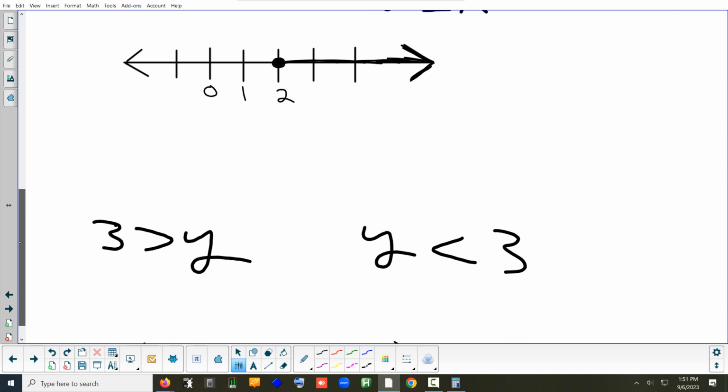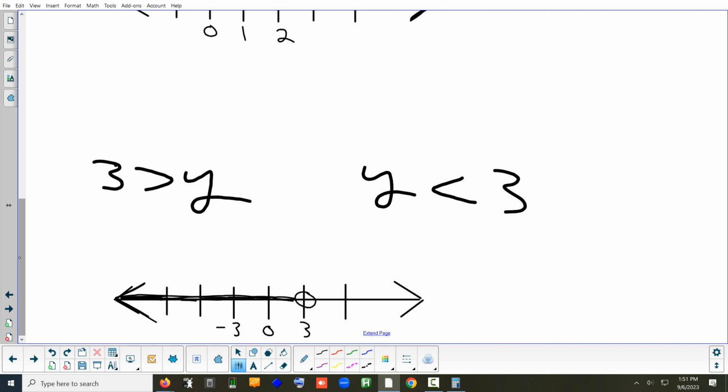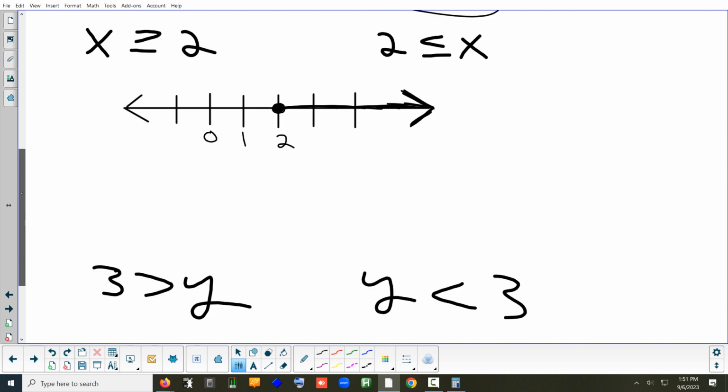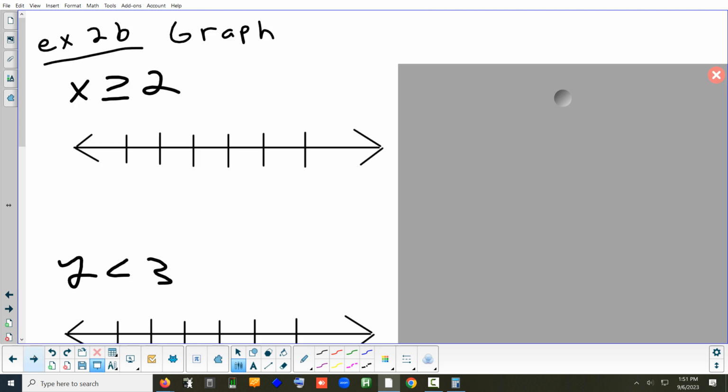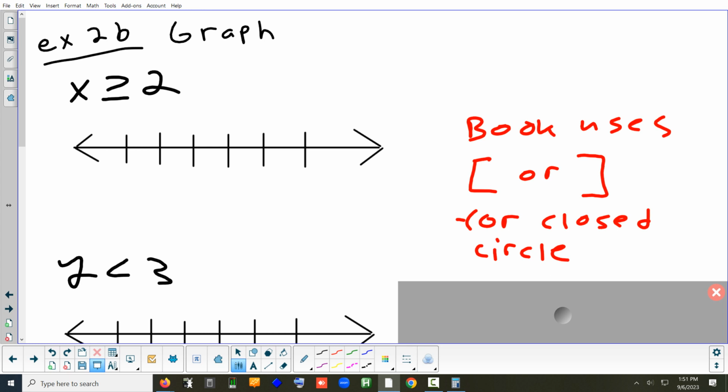Any questions on those two? Now, there is another symbol that you can use besides the closed circle and the open circle. I'm going to show you that. So this is the same problem we just did. But in our book, what you're going to see in place of a closed circle is a bracket. Okay, you'll see a bracket. It means the same thing as the closed circle.